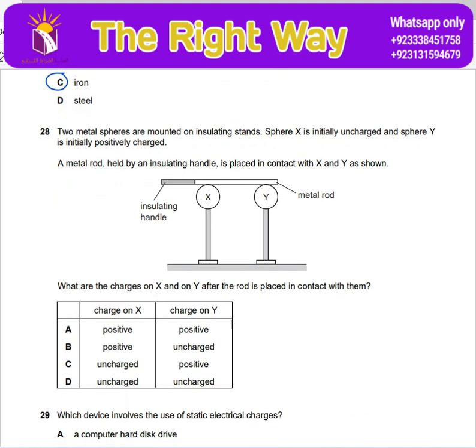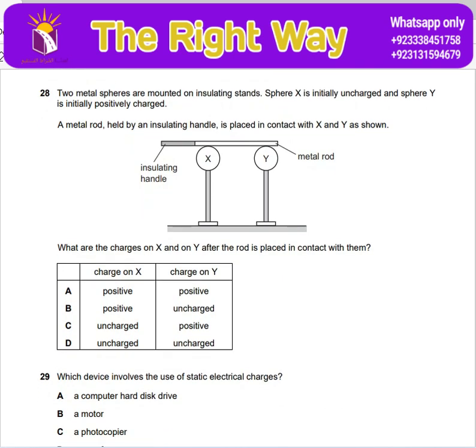Okay, two metal spheres are mounted on insulating stands. Sphere X is initially uncharged and sphere Y is initially positively charged. So sphere Y is positively charged, X is uncharged. A metal rod held by an insulating handle is placed in contact with X and Y as shown. What are the charges on X and Y after the rod is placed in contact with them?